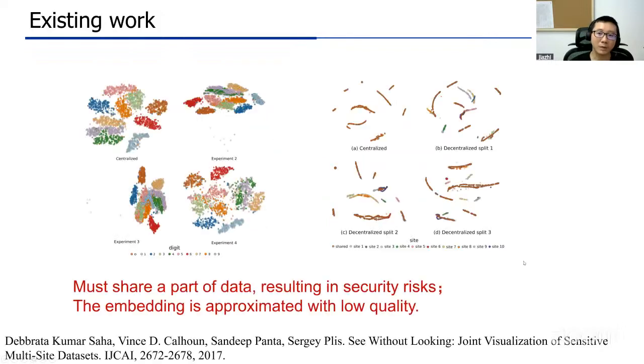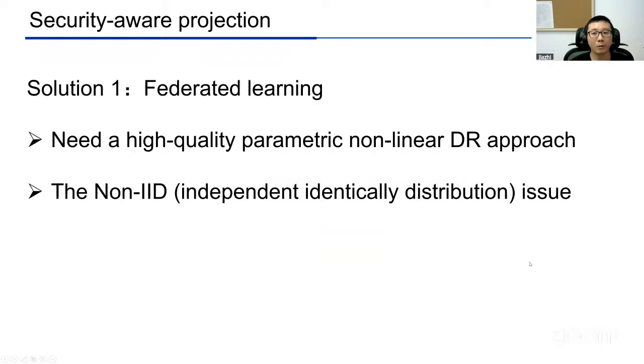There are a few research efforts in this direction. A paper from Jiazhi proposes a solution. However, it must share a part of data and thus incurs security risks. In addition, the embedding results have large distortions, so it cannot be used in real applications. We have studied this topic for several years.